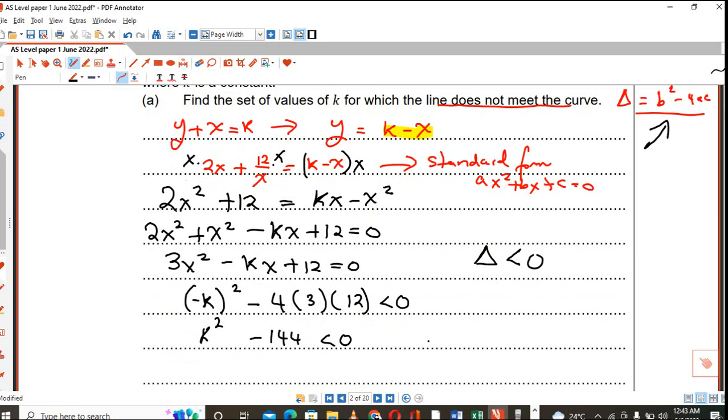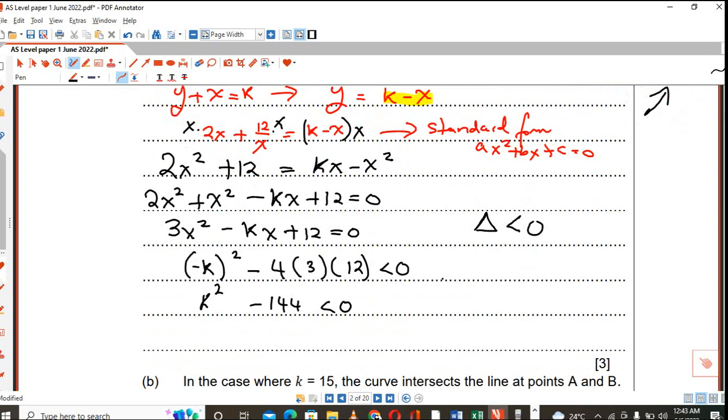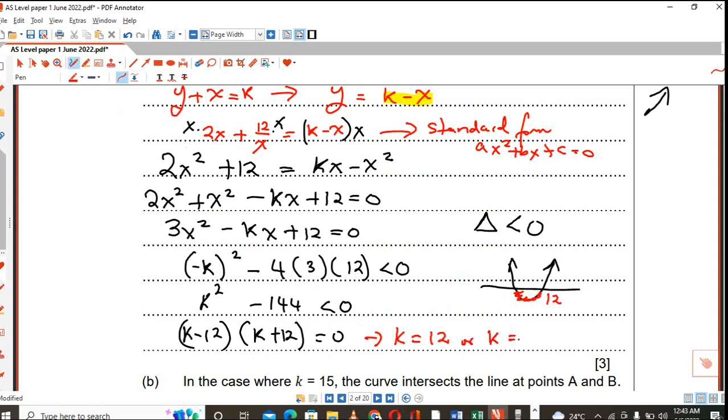If you were to sketch it, you'll have k minus 12, k plus 12, setting it equal to 0, because I'm going to have some parabola like that, and I'm looking at the solutions. The solution is going to be below, because we're looking for the part below the axis. Once you solve this, you're going to have k equals 12 or k equals negative 12.